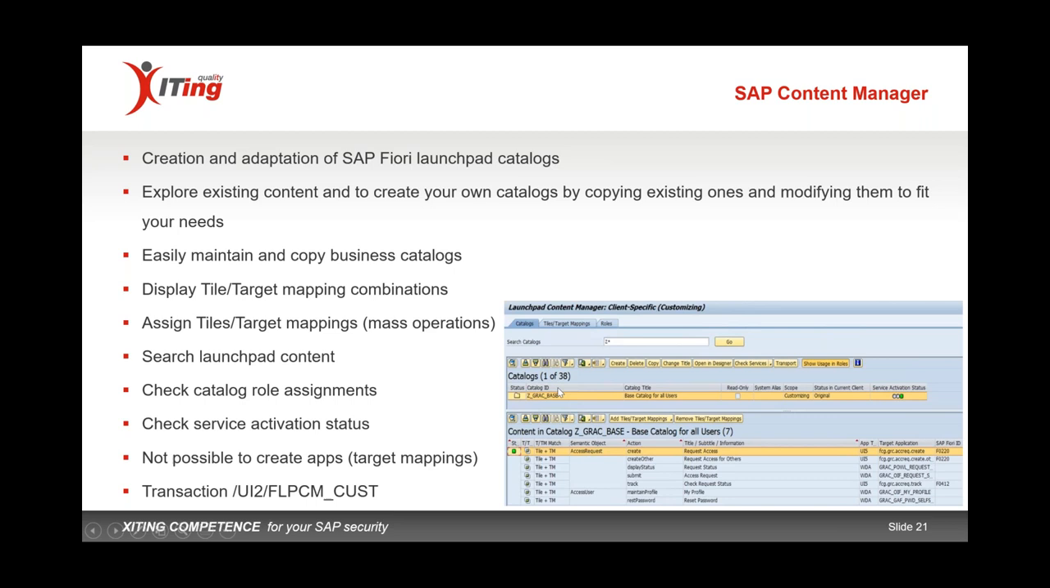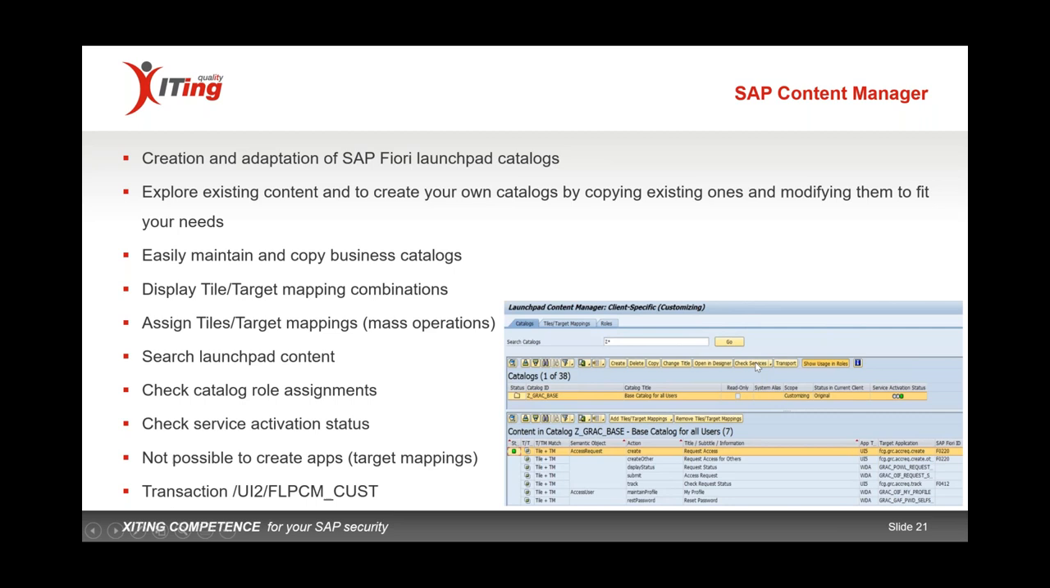If I want to copy that catalog over to my own customer namespace, similar to what we do in PFCG with an SAP standard, or we might just copy it and then build our own version of it, that can be done in the content manager. What we can also do is check all the services.